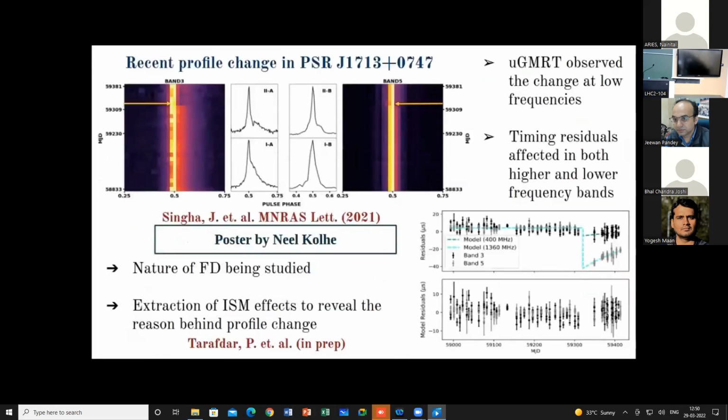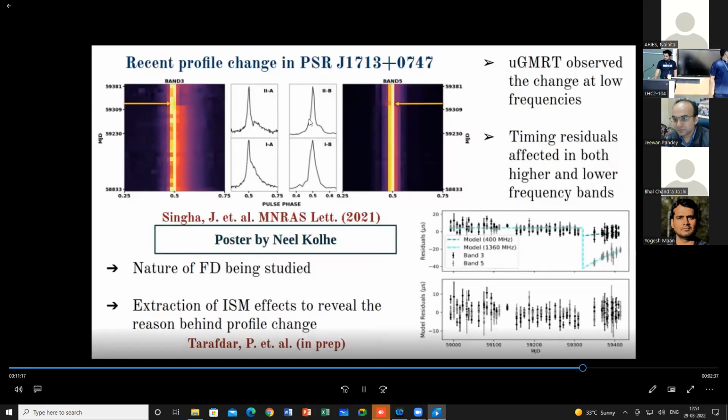Let me end by mentioning another interesting work. Between April 16th and April 17th last year, radio telescopes across the world observed a sudden change in the profile of a pulsar named J1813-0747. It is among the highest ranked PTA pulsars. So a change in its fingerprint naturally raised a lot of eyebrows in the PTA community.